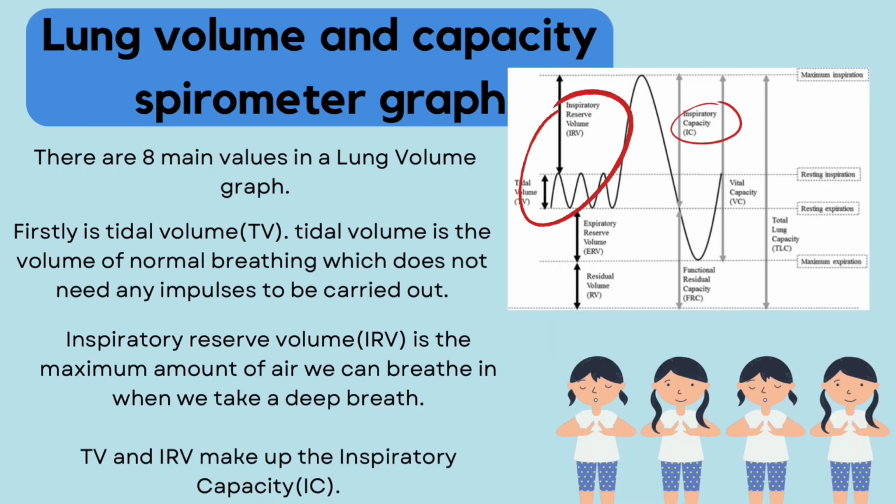Next, we will talk about lung volume and capacity spirometer graph. There are 8 main values in the lung volume graph. Firstly is tidal volume. Tidal volume is the volume of normal breathing, which is carried out without any impulses from the brain. Inspiratory reserve volume is the maximum amount of air we can breathe in a single deep breath. Tidal volume and inspiratory reserve volume make up the inspiratory capacity.